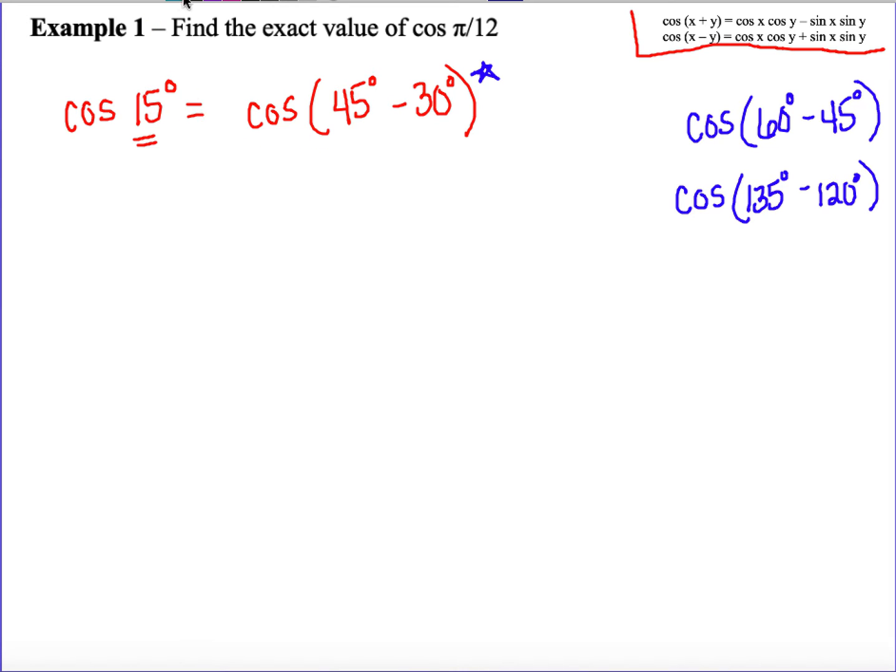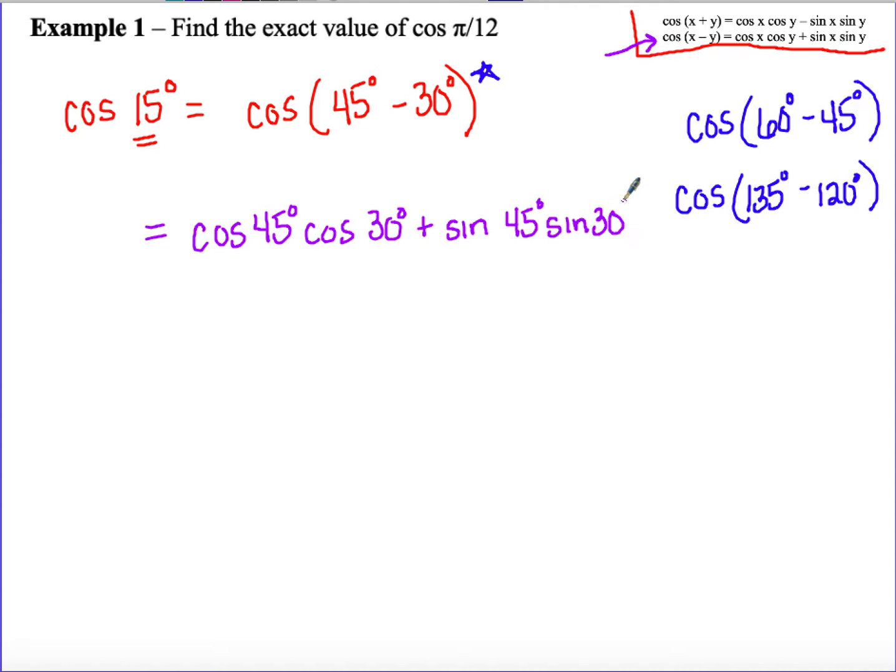All right, so let's use what we have here in red to expand using the formula. And so as I do that, I have cosine of 2 angles subtracted. So I'm actually going to use the bottom version here, with the cosine of x minus y, and then fill in there. So that means if I expand it, I get the cosine of 45 degrees times the cosine of 30 degrees plus the sine of 45 times the sine of 30 degrees. So what I have in purple there is the expanded version.